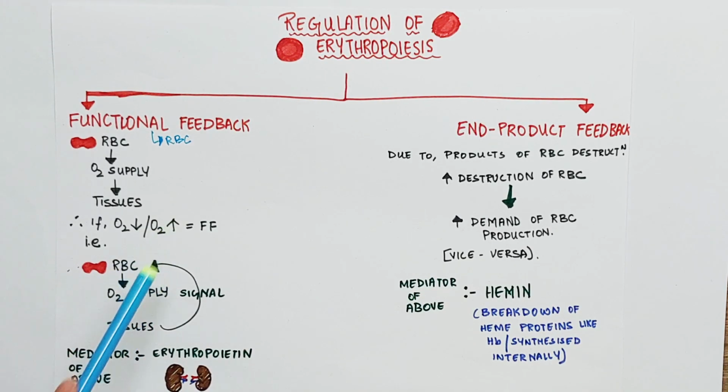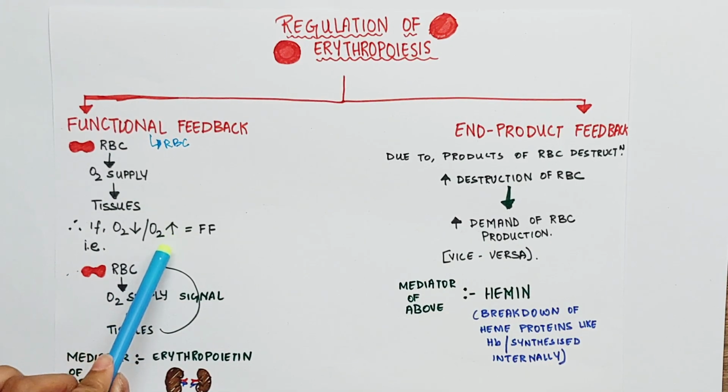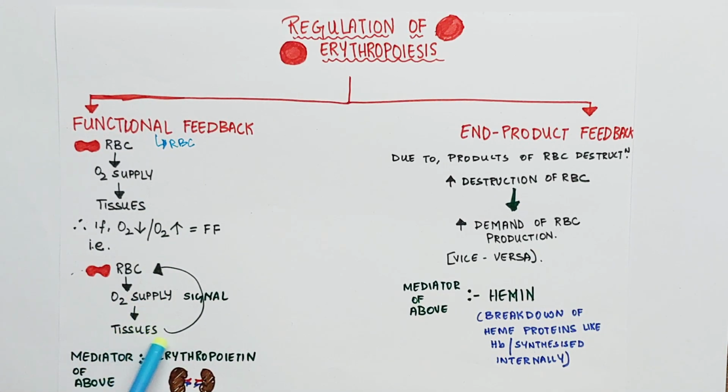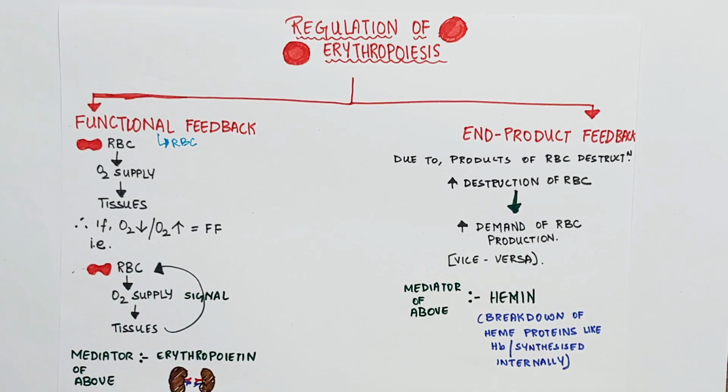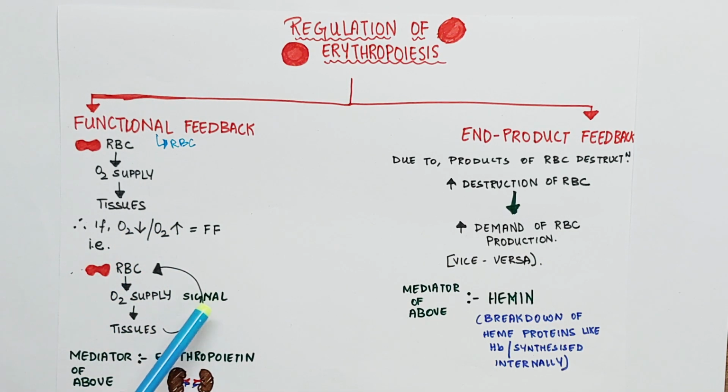Now let's say that the oxygen supply to the tissues is very high. In such cases, the tissue is again going to signal to the RBC and be like, hey there, slow down. Too much oxygen for me already. Now, this signal that you see over here, something in the tissues is signaling to the RBCs to either decrease or increase the oxygen supply. And that signal is mediated through erythropoietin.